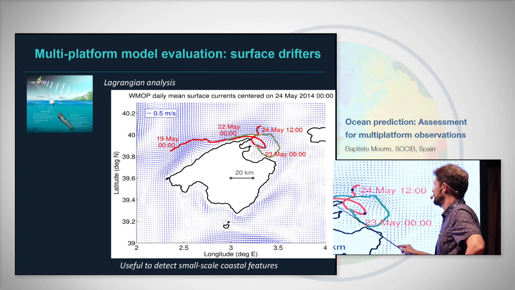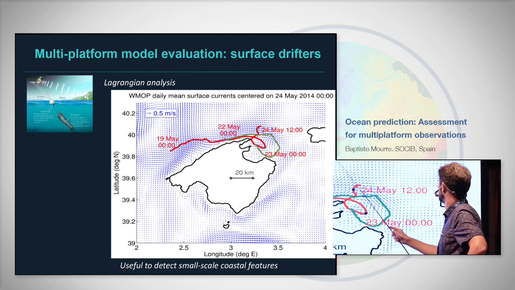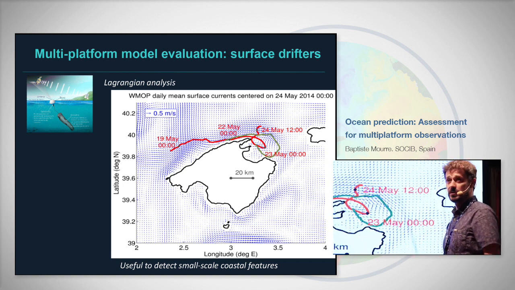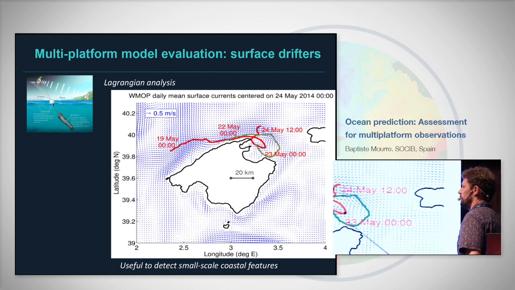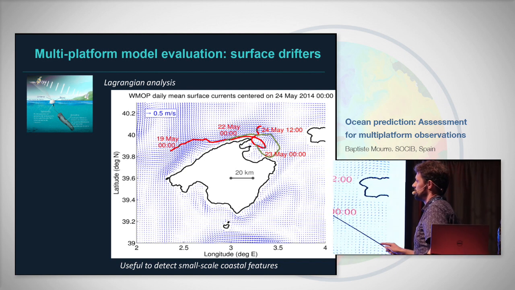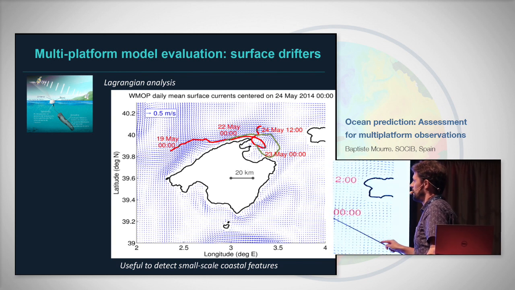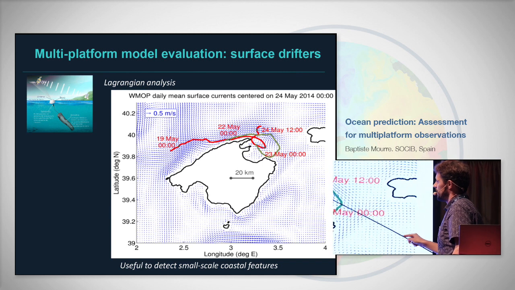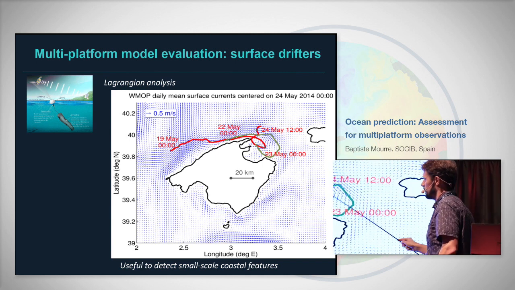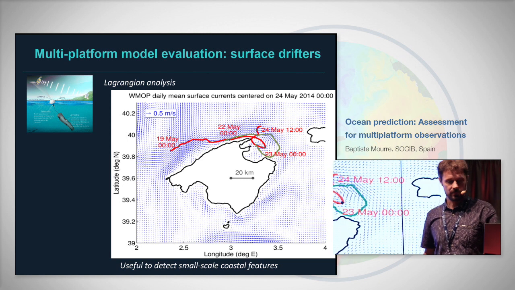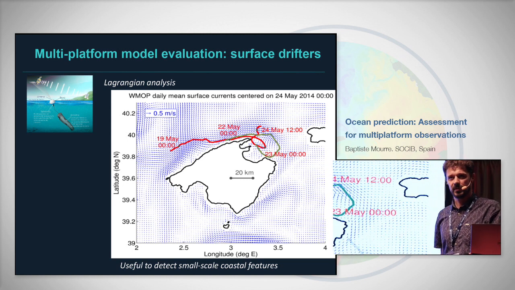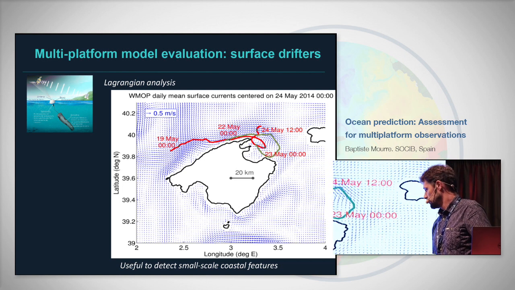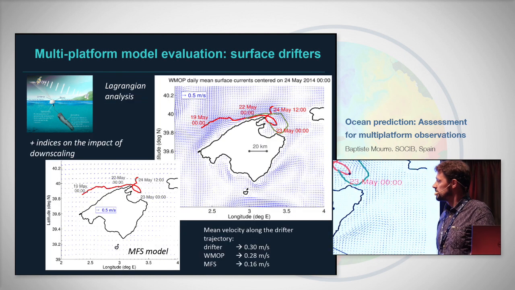So these were two drifters that were launched in 2014, and below in blue, these are the velocities of the model, the WMOP model. And what is interesting here, these drifters really highlight the existence of a coastal gyre that is also present in the model, and that we wouldn't have any way to validate without this instrument if we don't have any radar here in the area. So it's useful to detect the small-scale coastal features.